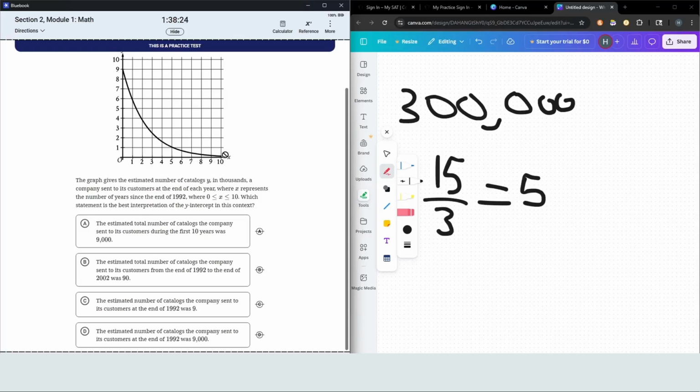So the Y-intercept is when X equals 0. So when X is 0, that means this is 0 years from 1992, or in other words, it's just 1992. And Y represents the number of catalogs in thousands. So when X is 0, Y is 9, which means during 1992, they sent 9,000 catalogs. So the answer is D. The estimated number of catalogs the company sent to its customers at the end of 1992 was 9,000.